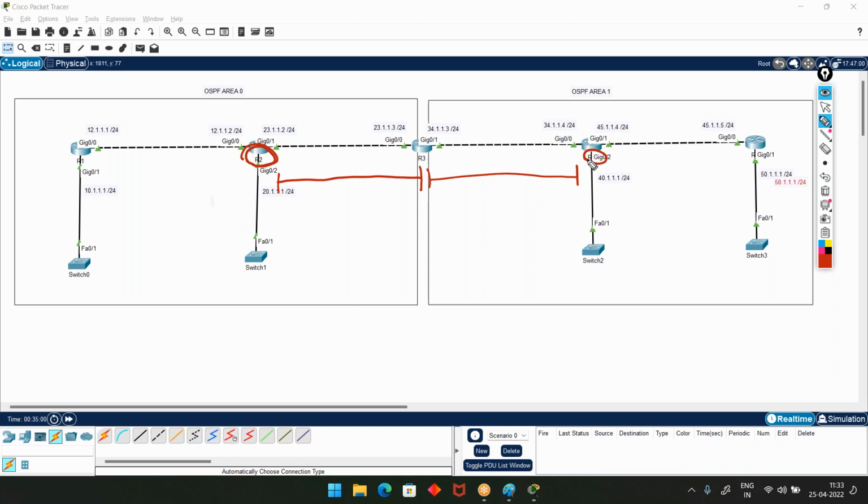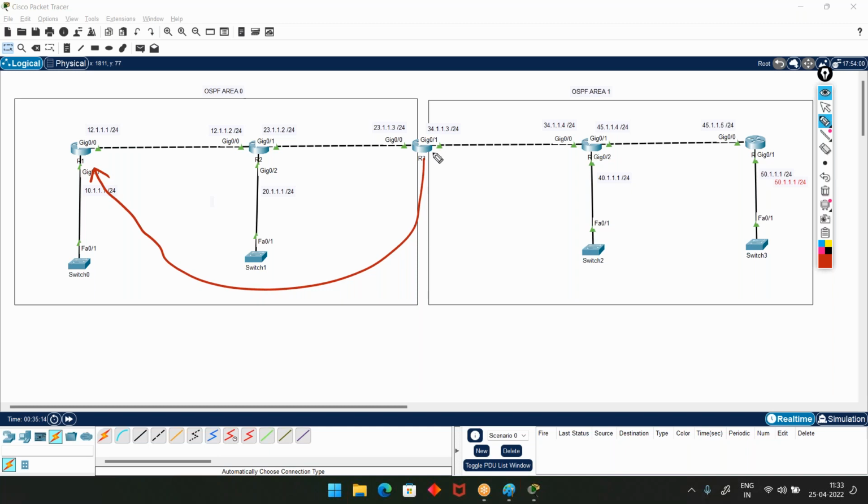Can you get my point? Yes, sir, I got the point. But in R2, on the other side there is the 12.1 network. See this, R3 router cannot form the neighborship with the R1 router directly. Can R3 form the neighborship with the R1 router directly? No, that is not possible.